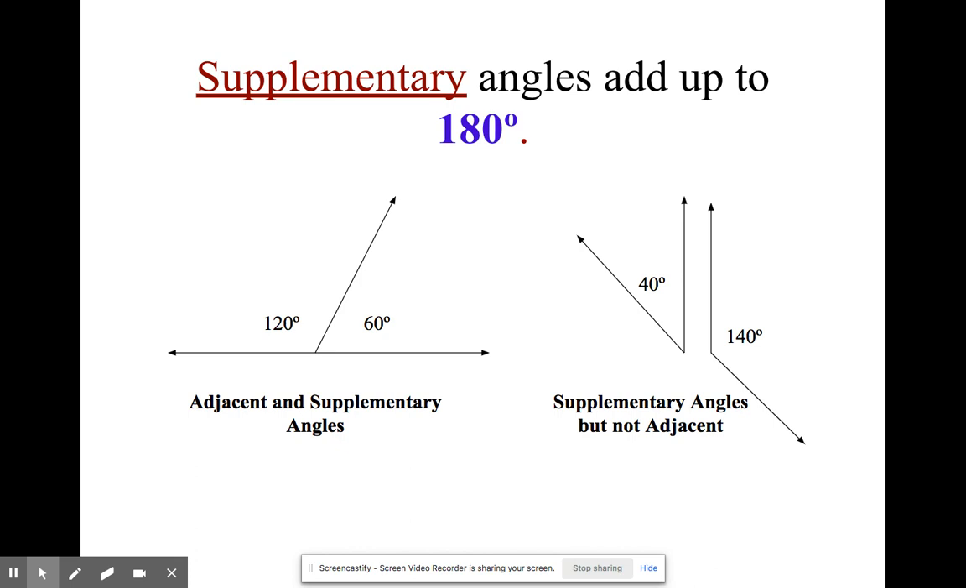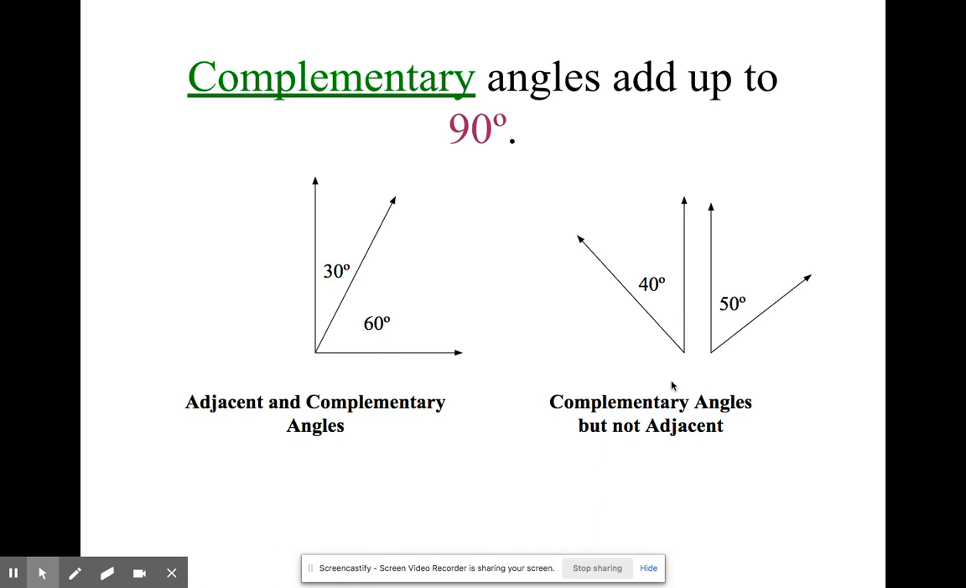Just as review, supplementary angles add up to 180 degrees. You can have adjacent supplementary angles where it's all on one line, or you can also have supplementary angles that are not adjacent. Make sure you have a clear understanding of that as well. Complementary angles are two angles that add up to 90 degrees, and you can also have adjacent complementary angles and complementary angles that are not adjacent.